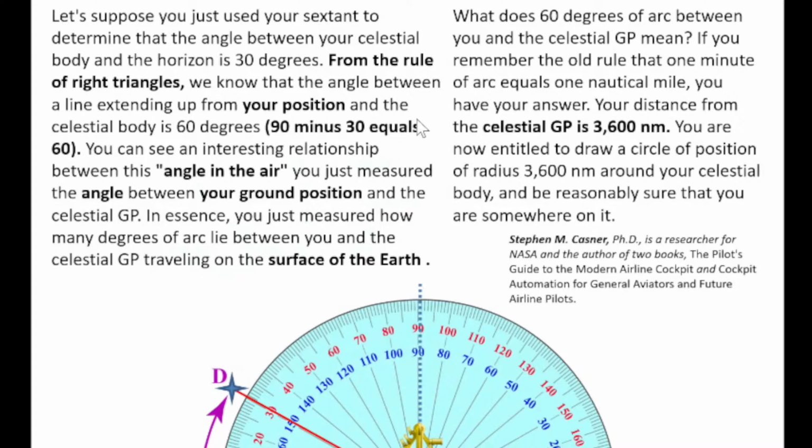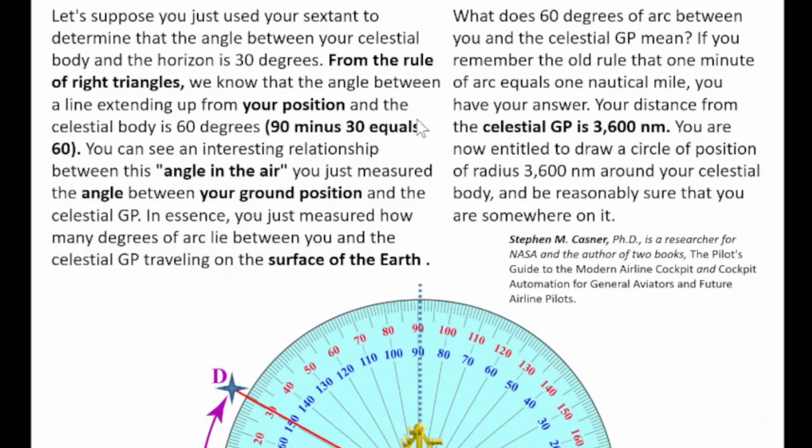Your distance from the celestial GP is 3,600 nautical miles. How do we know that? Well, you minus 30 from 90 gives you 60. 60 times 60 nautical miles, 3,600 nautical miles. You are now entitled to draw a circle of position, a radius, 3,600 nautical miles around your celestial body, and be reasonably sure that you are somewhere on it. Stephen M. Kastner, PhD, is a researcher for NASA and author of 2 books.